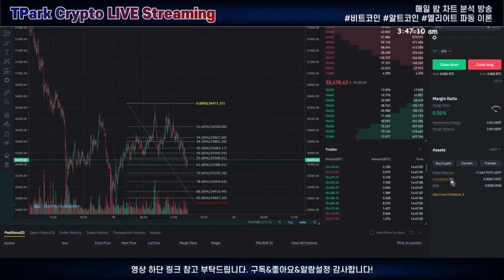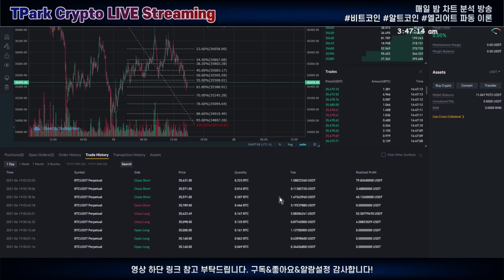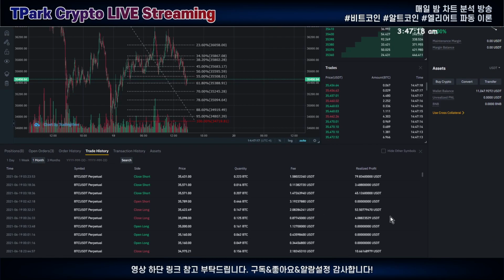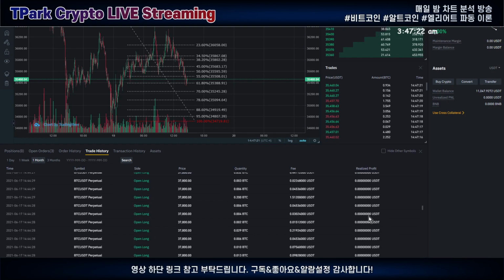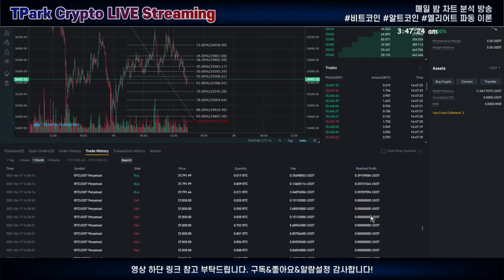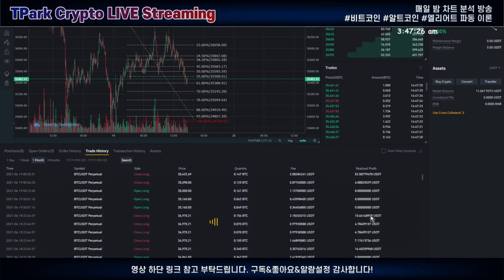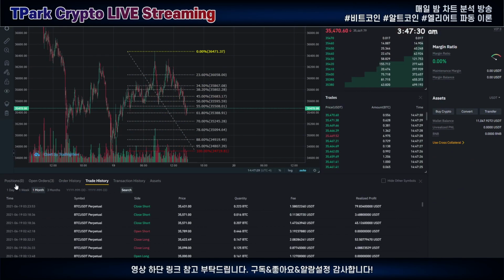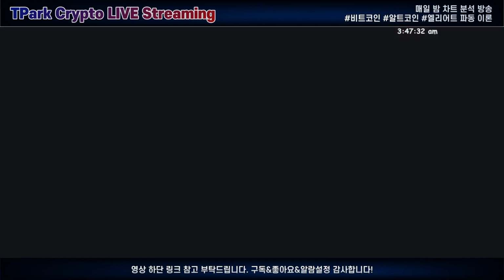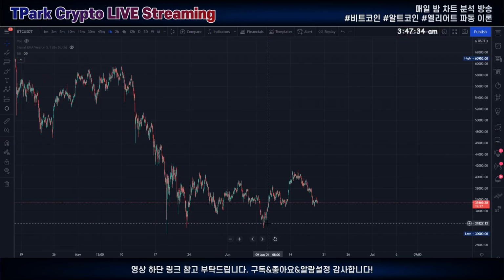I've reached the second day profit, and this is my trade history. If I go to 1 month, so far I've traded about 13-14 times, and I was able to make a profit on every single trade so far. Okay, so that's my trade so far, and let's go into the Bitcoin update now.